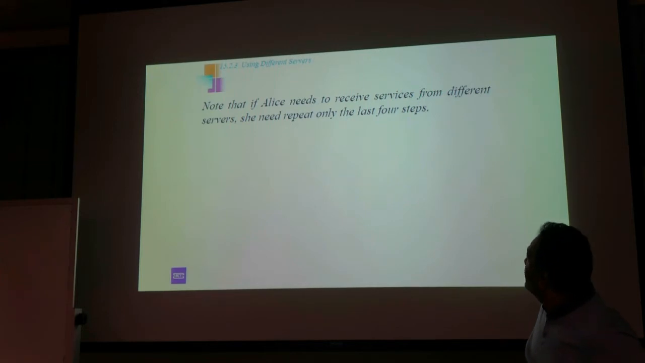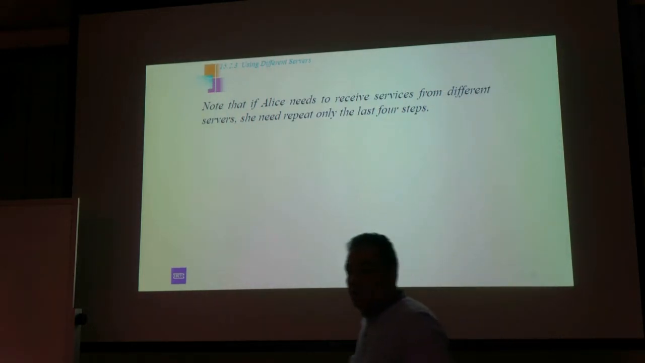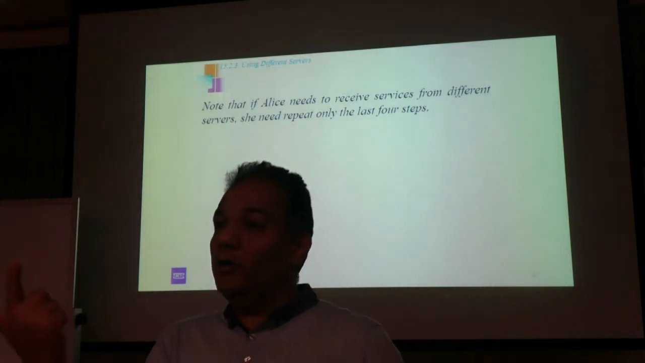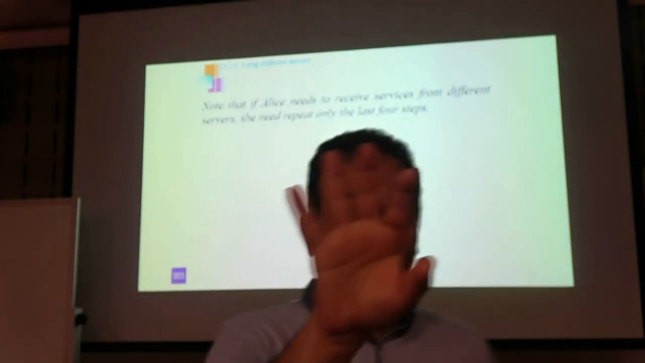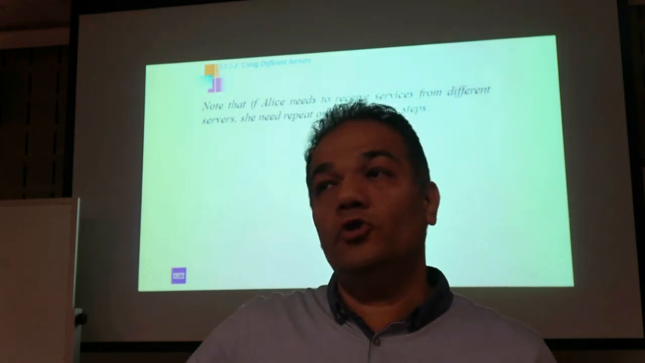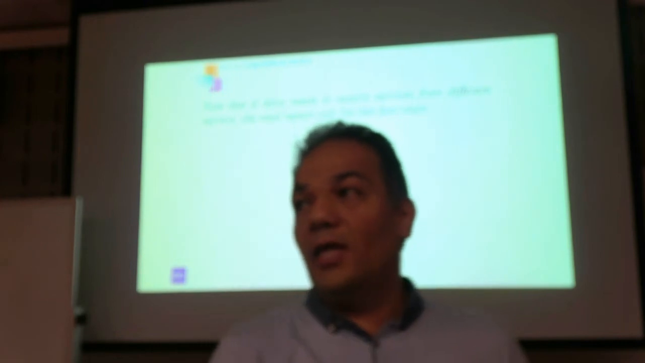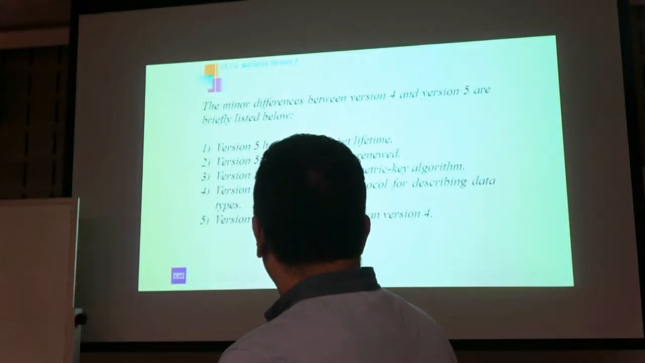Note that if Alice needs to receive services from different servers, she needs to repeat only. Okay. So once you are authenticated to the system, the system has how many servers? One or many? Many. So you get authenticated once. But whenever you need to access a different server, you just get another ticket; you don't have to go through the whole process again. You authenticate once, but you get multiple tickets for that.